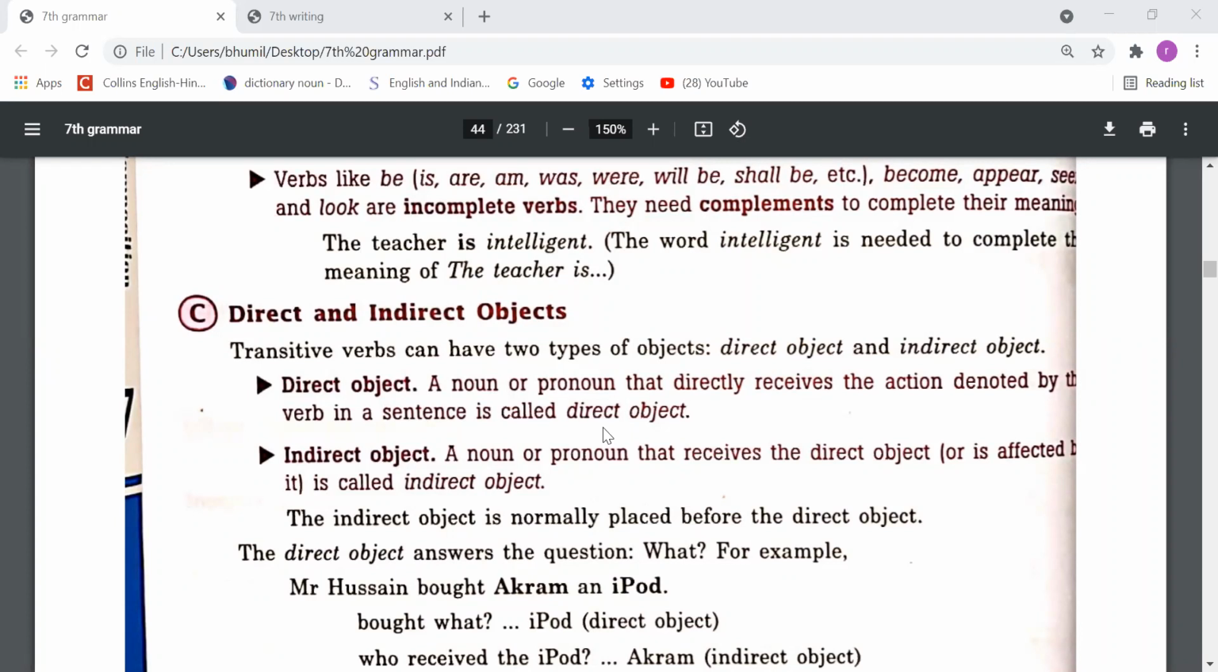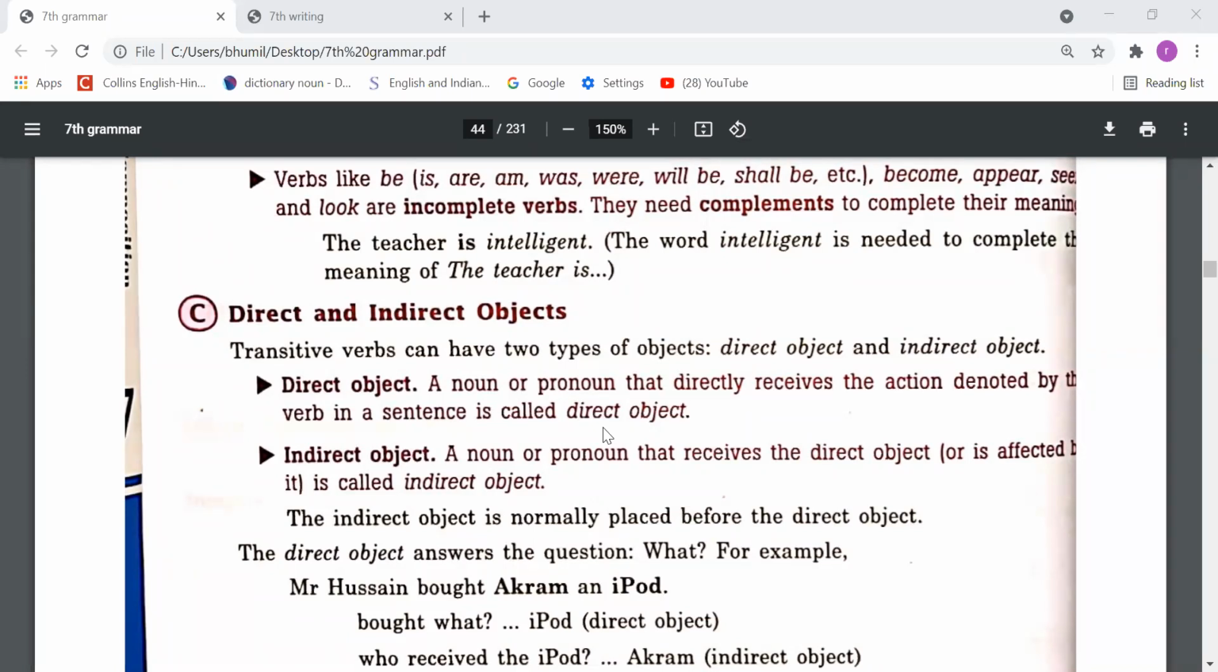So here we have to understand that there are two types of objects. One is called direct object. So non-living things are called direct objects. Secondly, if we put the question with what, the answer we get is called the direct object. Suppose I say that I teach English. I make the question with the help of what: what do I teach? I teach English. So we have got the answer English. So English is the direct object here.